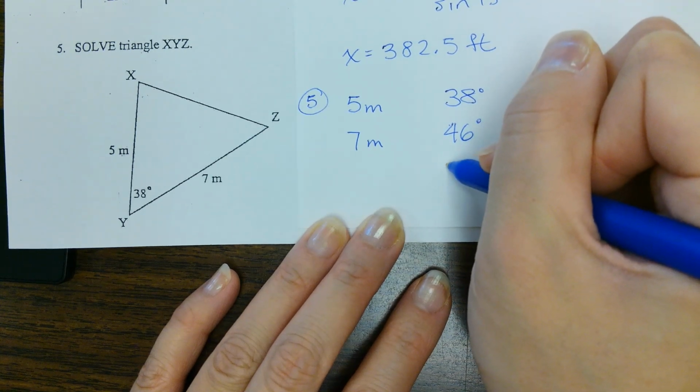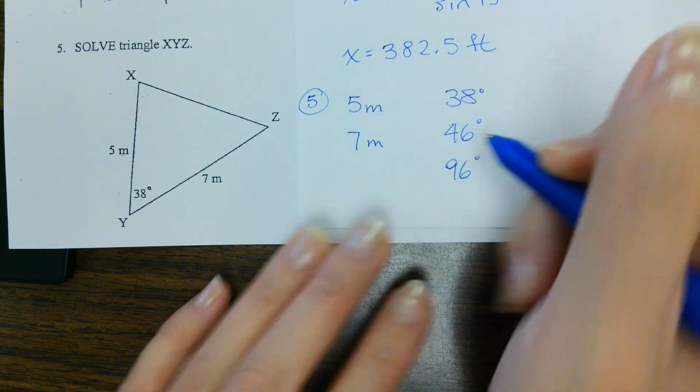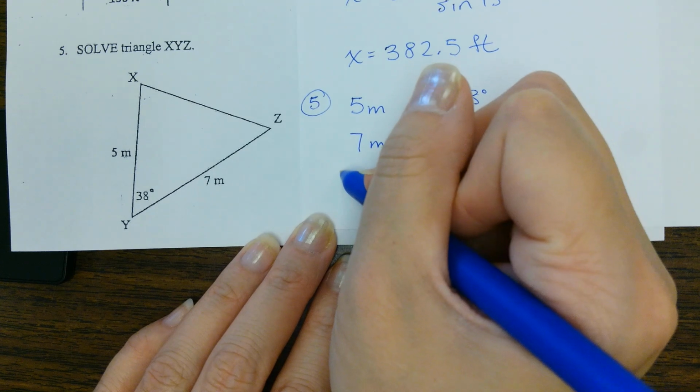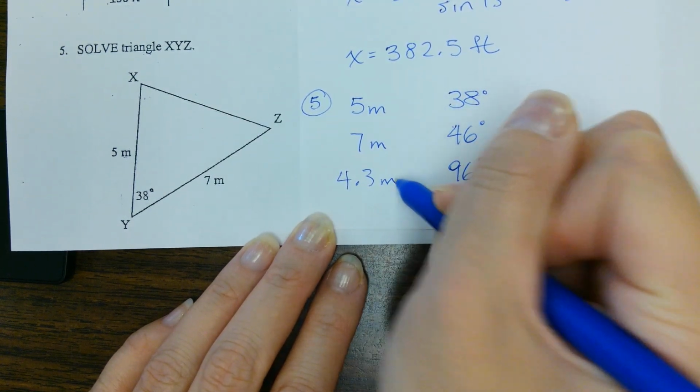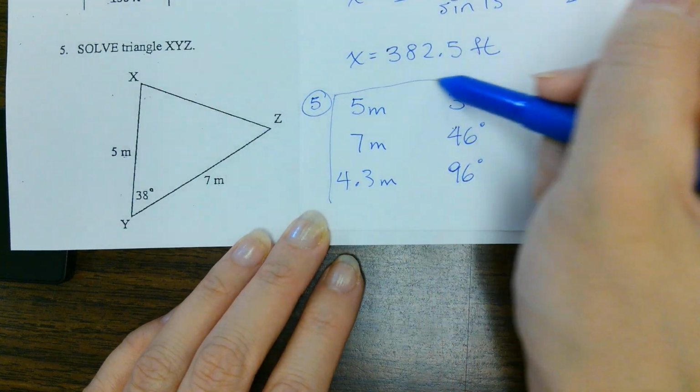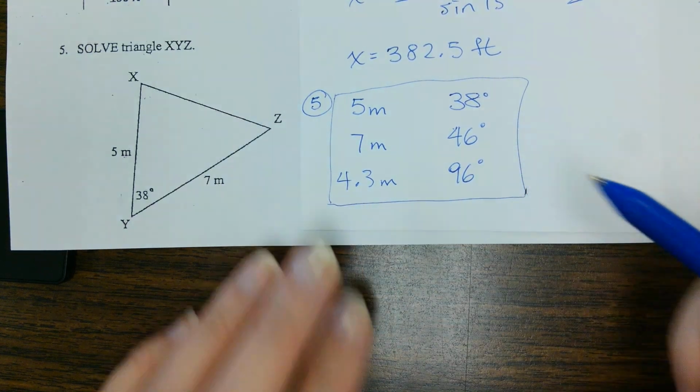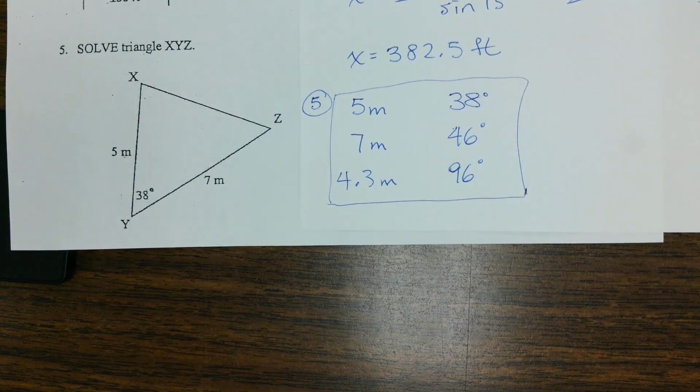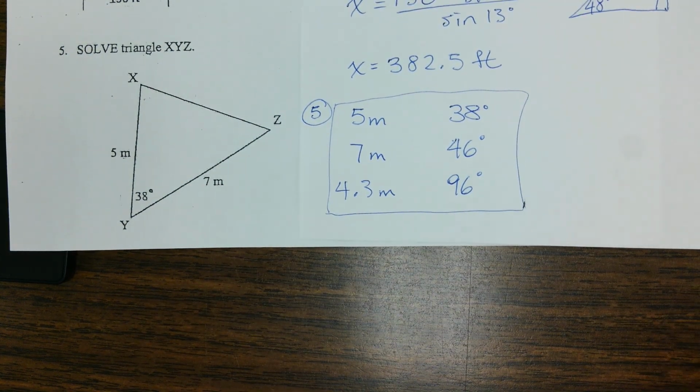46 degrees and 96 degrees. And the third line? 4.3 meters. Okay. Thank you. Okay. So you should get those as your answer for number 5.